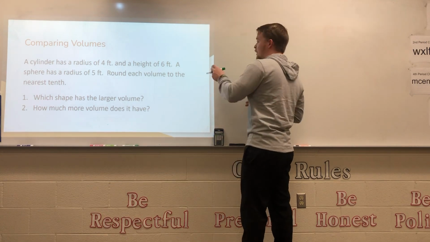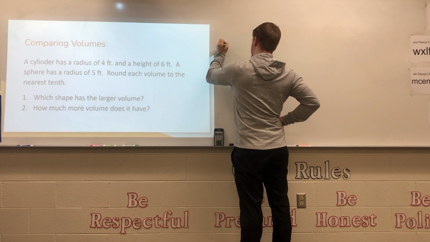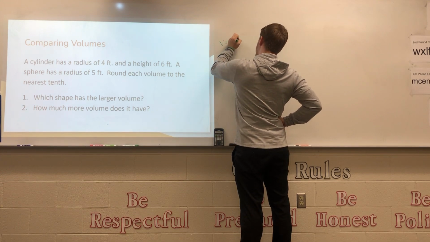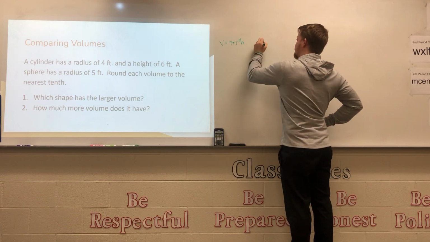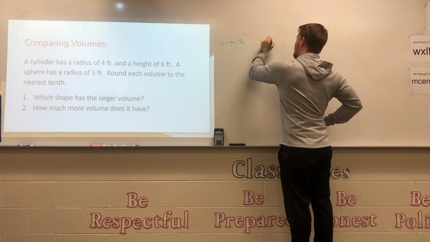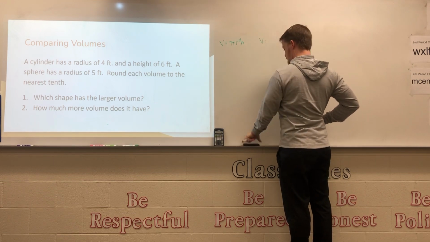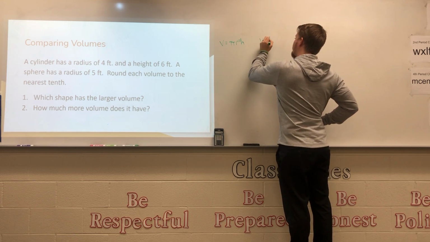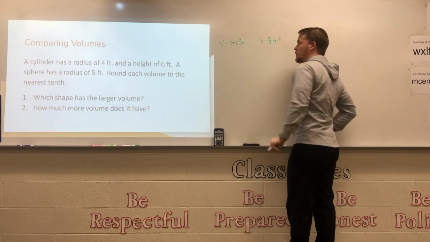So we have to go back to the volume formula for a cylinder, which is V equals pi r squared h. And then the volume formula for a sphere is V equals, sorry, 4/3 pi r cubed.